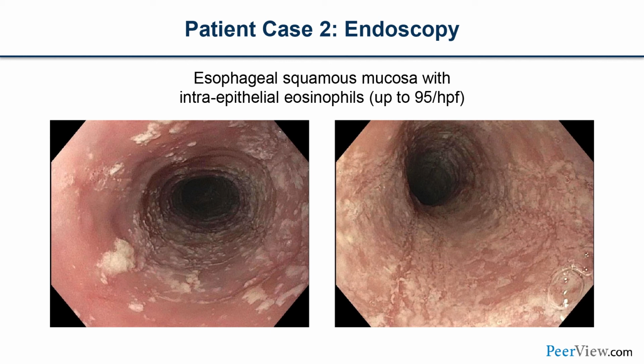So then my question is, what would you do next? So he's on high-dose PPI therapy, and he's failed. So what would you do, Amal?